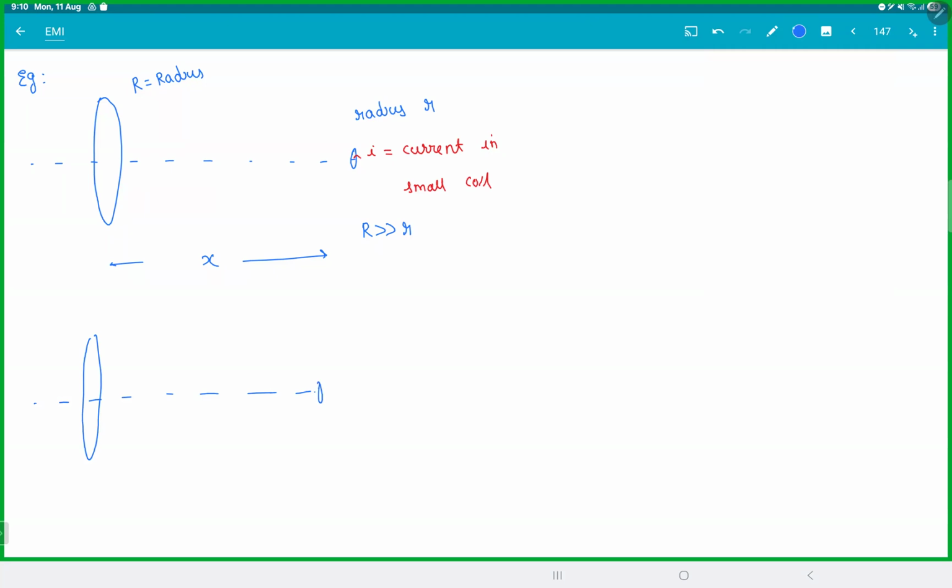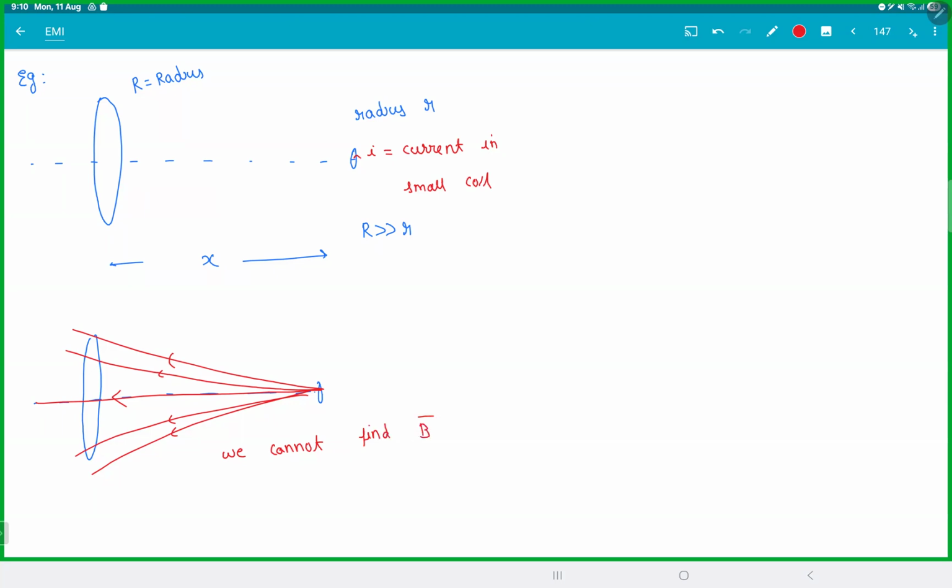Due to the small coil, the field lines are messed up. We don't know how to find the magnetic field for this. We cannot find B bar. We can only find B bar on the axial line, if you remember.